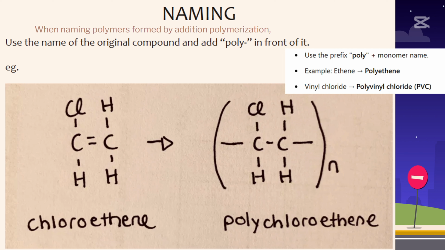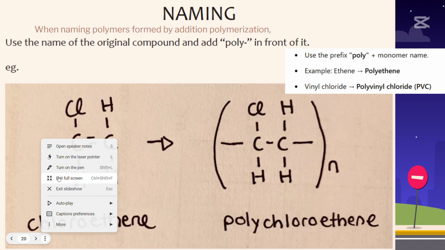This is another example. We have chloroethene. Note that they would have drawn it in a way so that we can actually just accommodate extra bonds along the side when we break the carbon to carbon double bond.